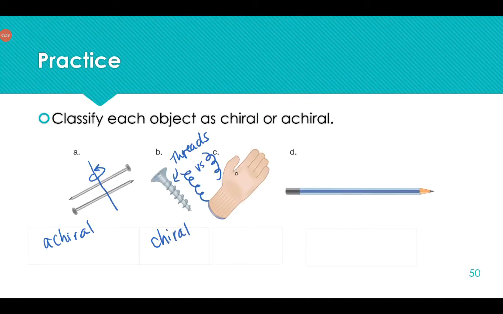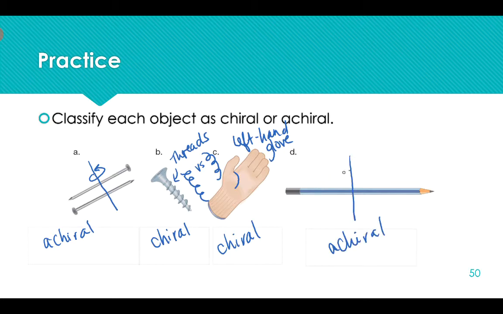This mitten is supposed to be one of those mittens that has a really defined thumb area. Here, I tried to make it look a little bit more 3D. And so I have this as a chiral object because you would have a left hand glove versus a right hand glove. This is a left hand glove. This pencil is achiral because if you spin it around, it would look just like its mirror image.